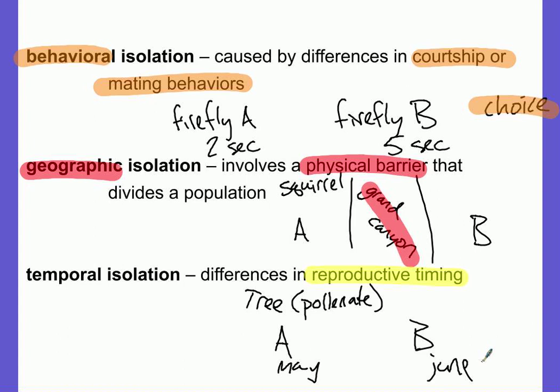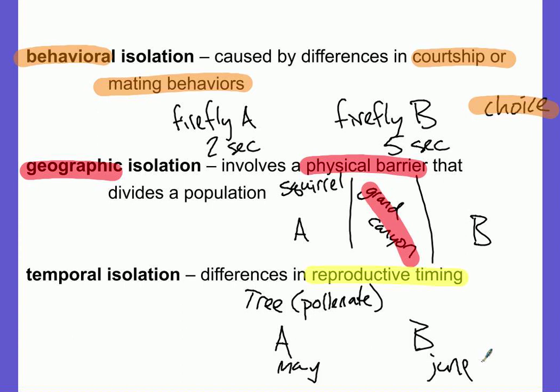So that is going to make a big enough difference. If they're not pollinating at the same time, there's no way that they can reproduce with each other. So one pollinating in May, the other one pollinating in June, that's going to keep those two populations isolated. They will never mix alleles. They will never mix traits. So they can start to evolve differently. They can change to become different species over a long period of time.